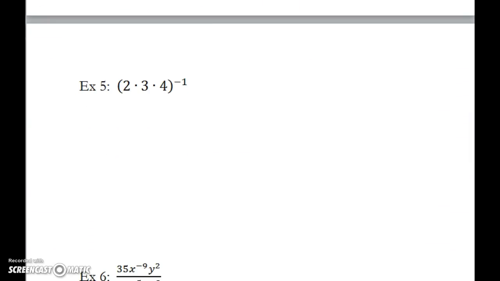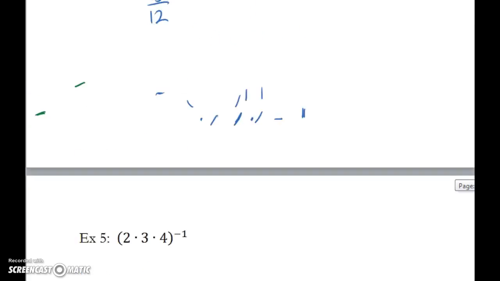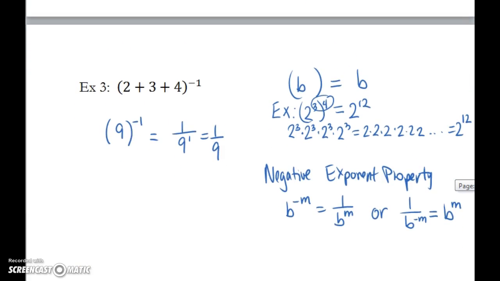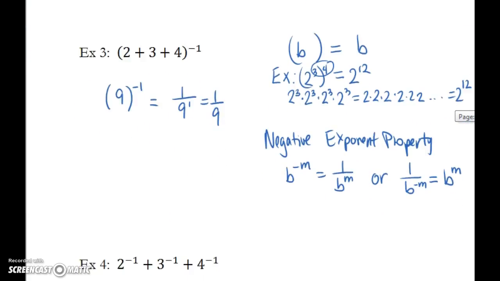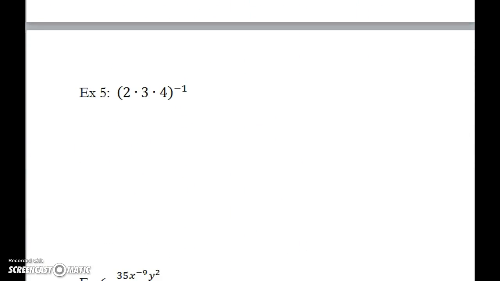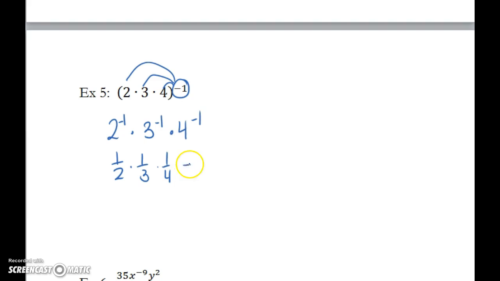Example 5 looks a lot like the previous example. So if we go back to example 3, we have plus between the 2, 3, and 4. Here we have multiplication. So with multiplication, like we saw in our first video, the product to a power property, we are allowed to distribute this power to each factor in our product. So it becomes 2 to the negative 1 times 3 to the negative 1 times 4 to the negative 1, which is 1/2 times 1/3 times 1/4, and if we multiply across, we get 1/24.